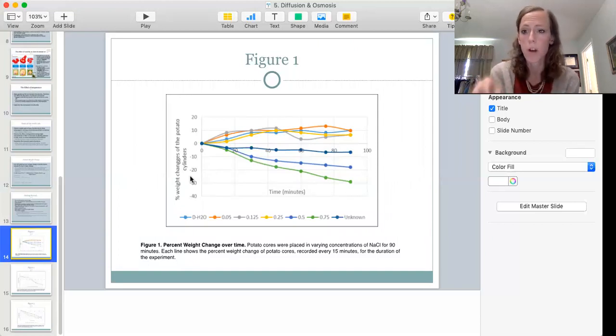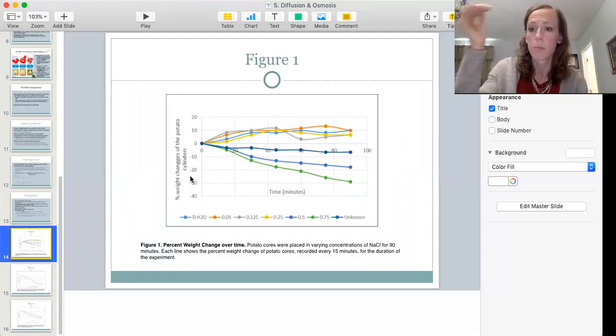So again, if there's more particles outside of that potato, more solutes in the solution, it's going to lose weight because water will be moving out of the potato into the extracellular environment. There's more particles if it's a hypertonic solution. If it's a hypotonic solution, so less solutes outside, then you're going to see water movement into the potato, and then it will gain weight.